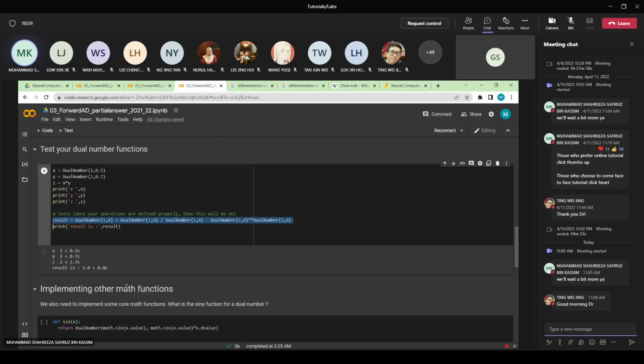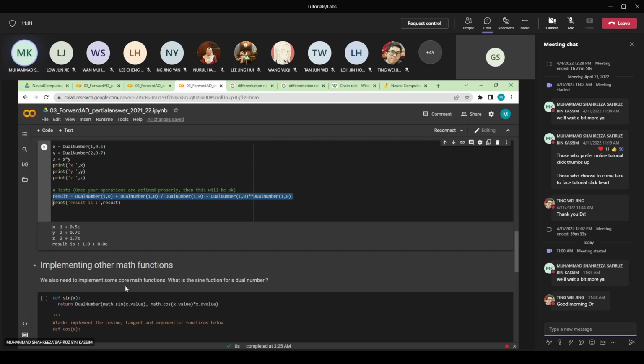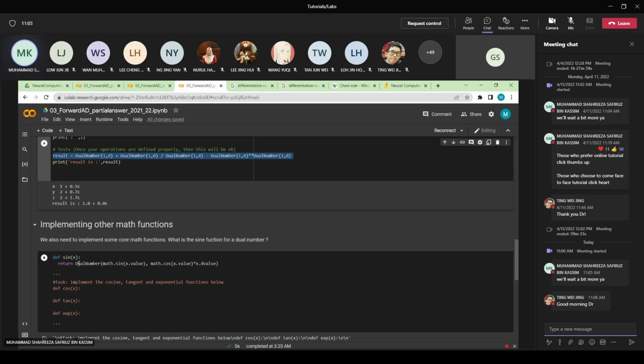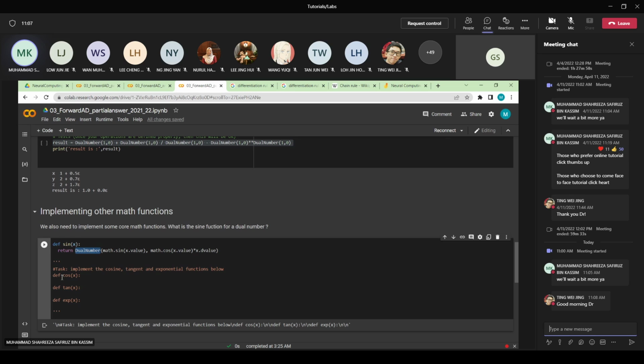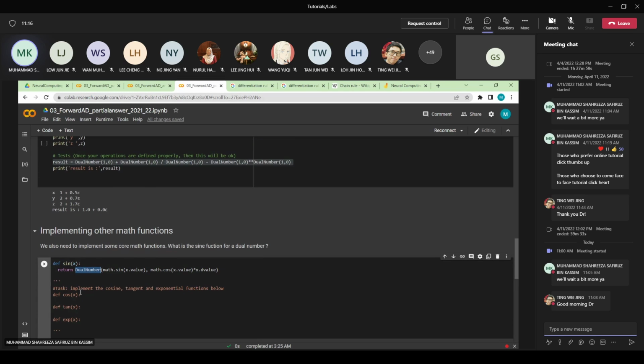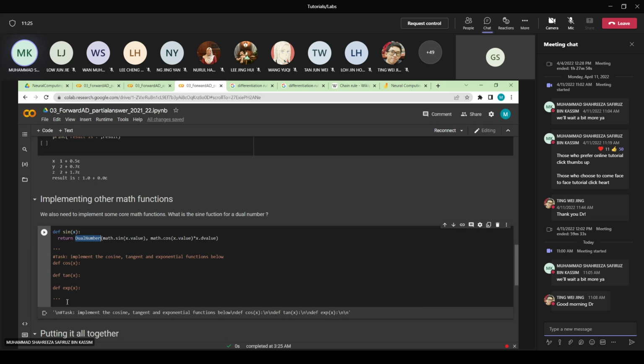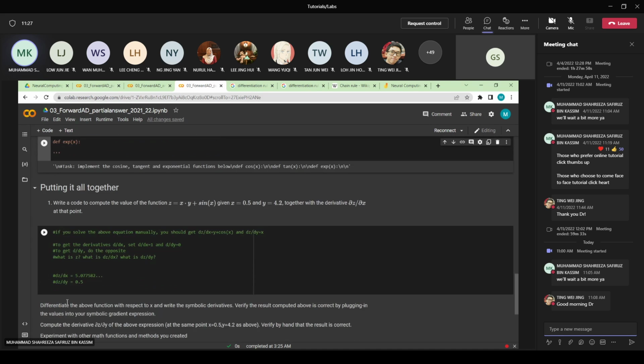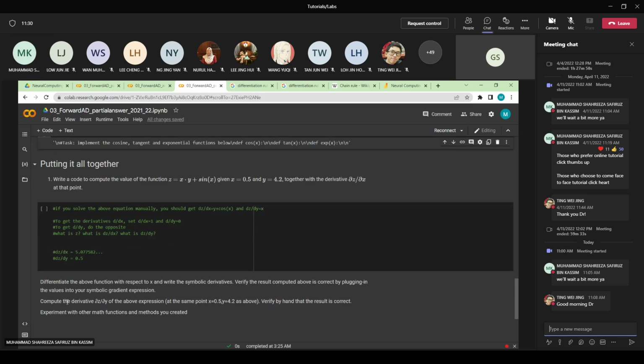After that, you are asked to implement other math functions, in this case the sine of x. Of course, you are asked to implement the cosine, tangent, and exponential. The tests for this you have to do yourself: define x as a dual number, then pass that through your methods, and it should be okay.